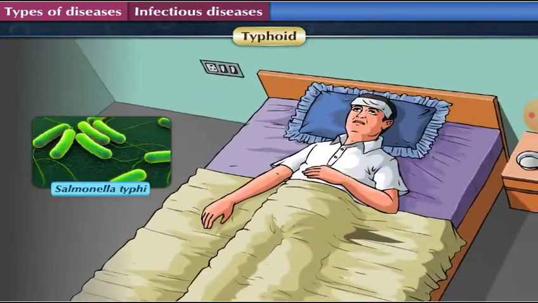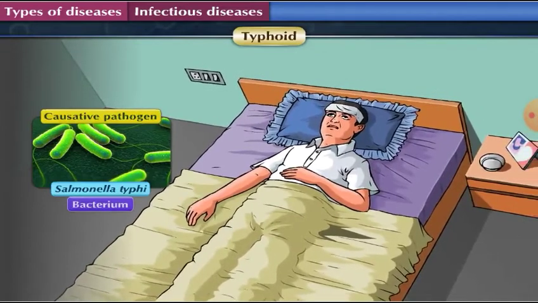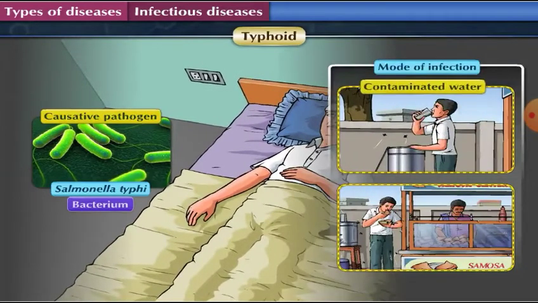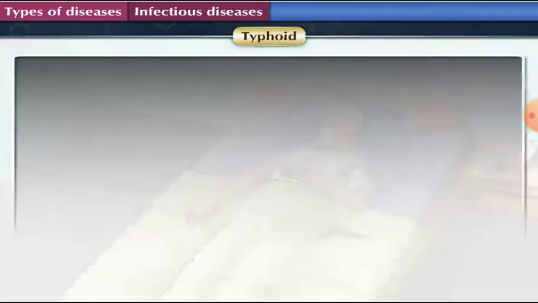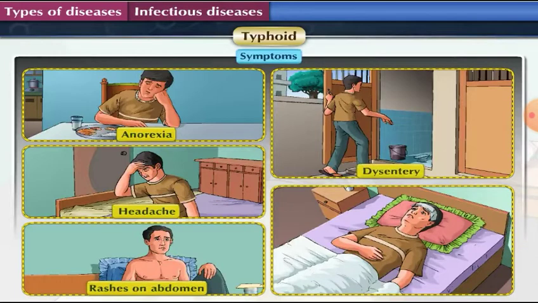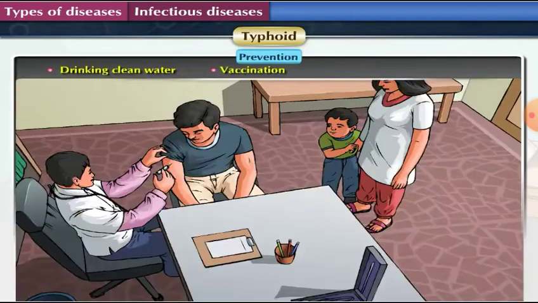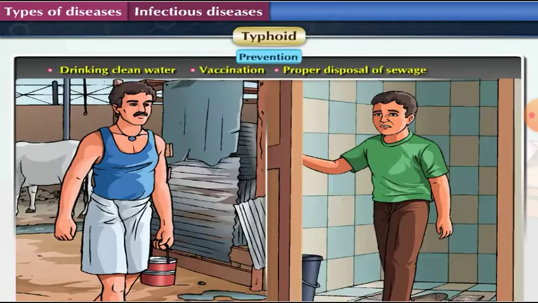Salmonella typhi, a bacterium, is the causative pathogen of typhoid. This pathogen spreads through contaminated water and food. Some general symptoms of this disease are anorexia, headache, rashes on abdomen, dysentery, and fever up to 104 degrees Fahrenheit. Drinking clean water, vaccination, and proper disposal of sewage are some of the measures that should be taken to prevent this disease.